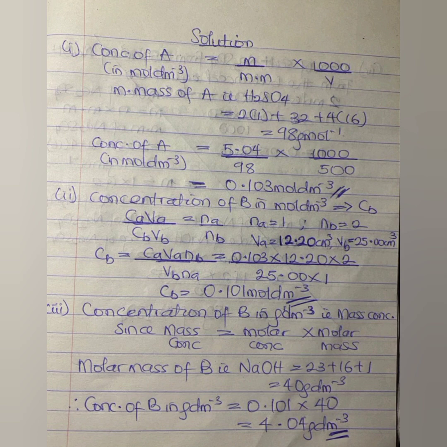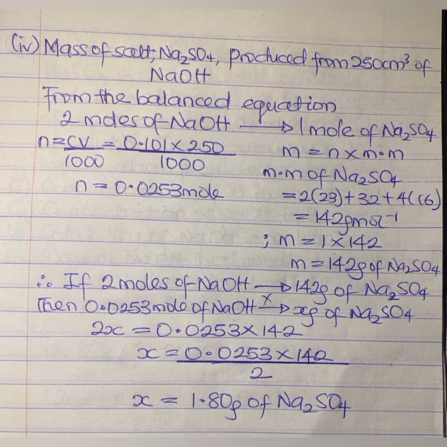Alright, so now move to the next slide, part 2 in the solution rather. So how do I get the mass of Na2SO4 produced from 250 cm cube of NaOH? It's very simple. I'll proceed. From the balanced equation, 2 moles of NaOH is giving me 1 mole of Na2SO4. That is what I have as the coefficient of the base to the salt from the balanced equation. So from the NaOH, they've given me the volume. The volume is 250 cm cube.